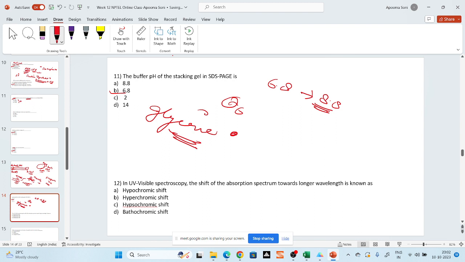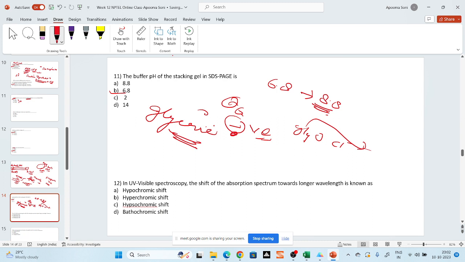So what happens? The pH gets more than the pI, therefore glycine gets a negative charge. And when it imparts a negative charge, it starts moving forward faster. Earlier there was chloride, protein, glycine. Now glycine will start moving forward, and then your resolution will take place.